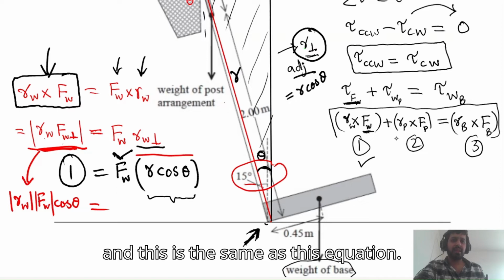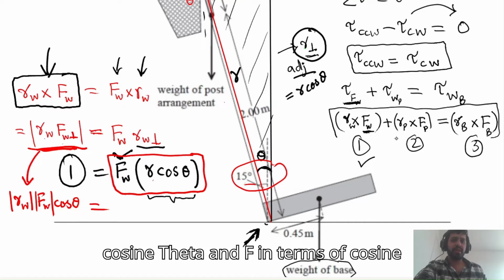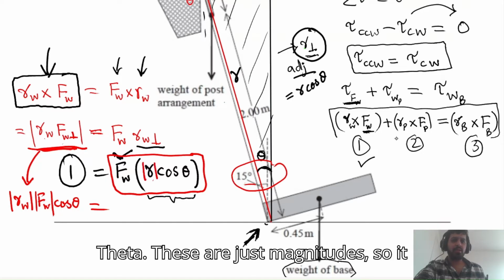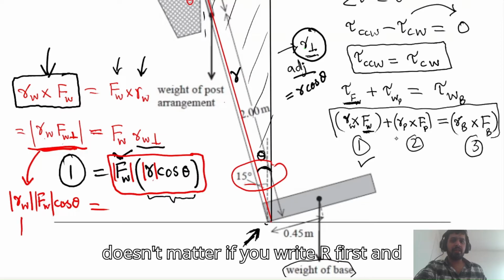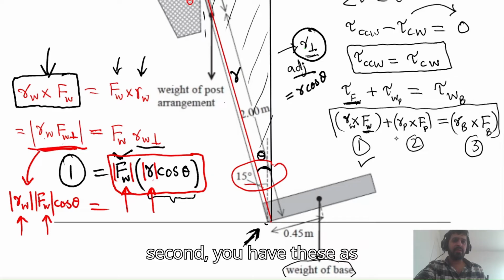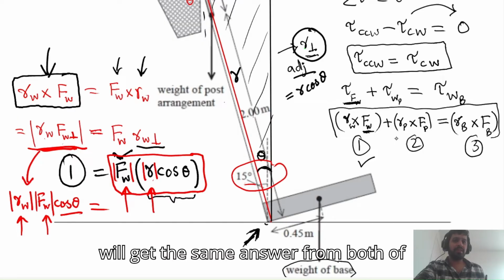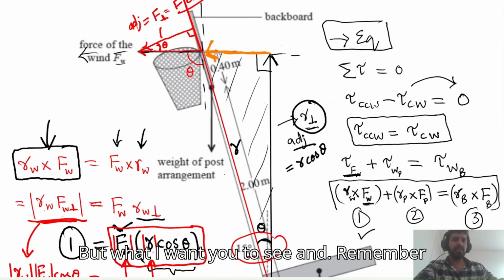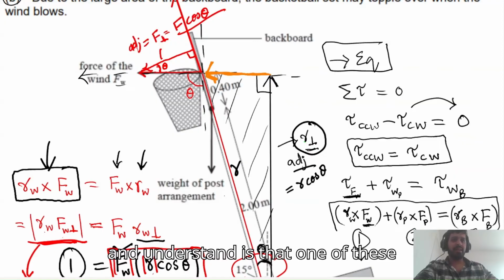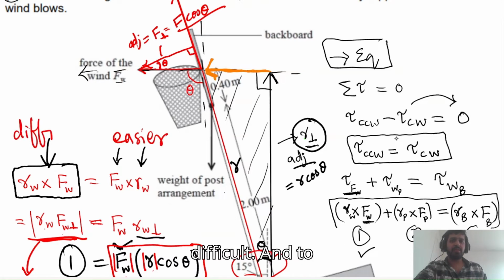And this is the same as this equation. So once you have written R in terms of cosine theta and F in terms of cosine theta, these are just magnitudes. So it doesn't matter if you write R first and F second, or F first and R second, you have these as magnitudes now. And theta is also the same. So you will get the same answer from both of these. But what I want you to see, remember and understand is that one of these was easier to calculate or to see than the other, right? So this one was easier, this one is difficult.